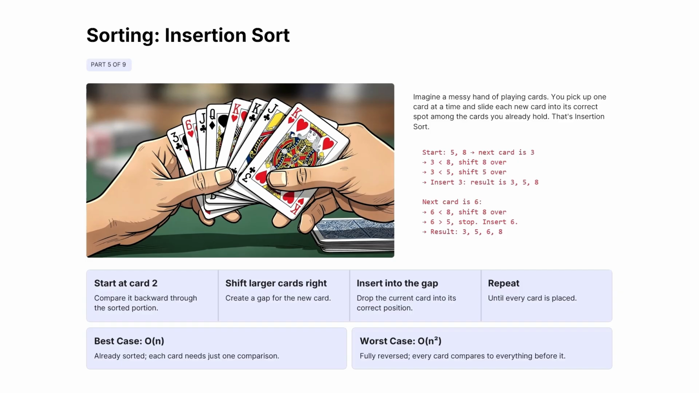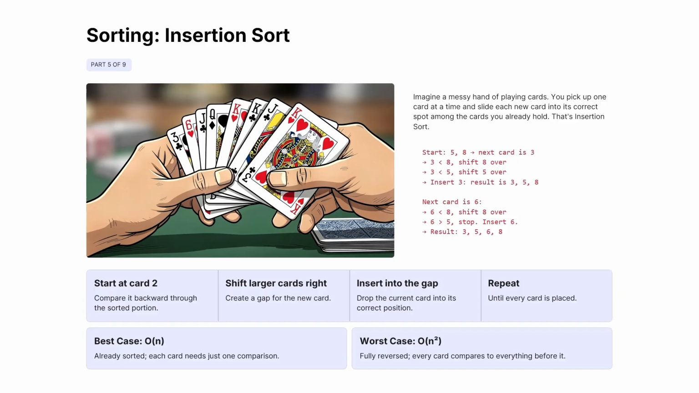Now take the next card. Compare it to the card before it. If it belongs before it, slide the bigger card over and insert the new card. For example, you have 5, 8. Next card is 3. Compare 3 to 8. 3 is smaller, so shift 8 over. Compare 3 to 5. 3 is smaller, so shift 5 over. Now insert 3. Result: 3, 5, 8.